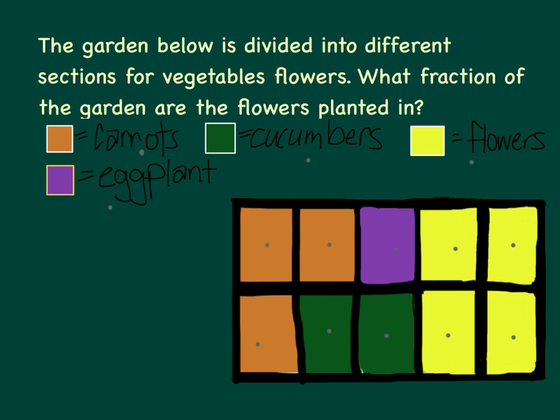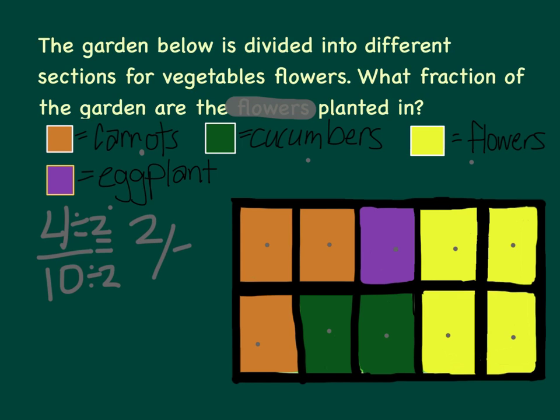Now we're looking for flowers. 1, 2, 3, 4. We know that there's 10 pieces, so 4 over 10. And to simplify that, what we're going to do is divide each of these by 2. And with that, we're going to equal 2/5. That's going to be our fraction of the garden that's being used for flowers.